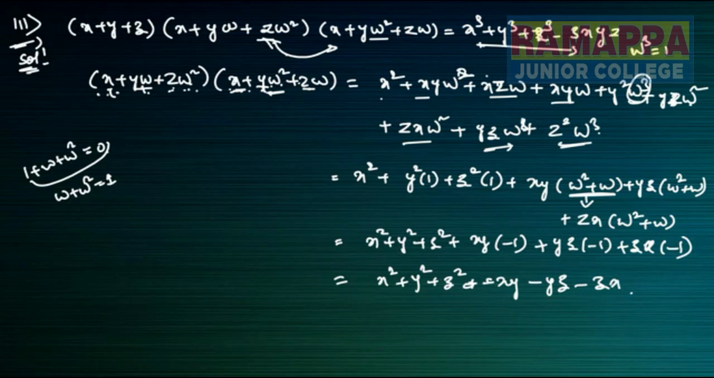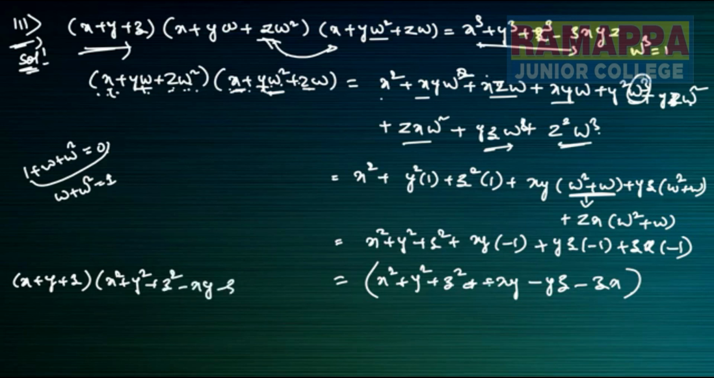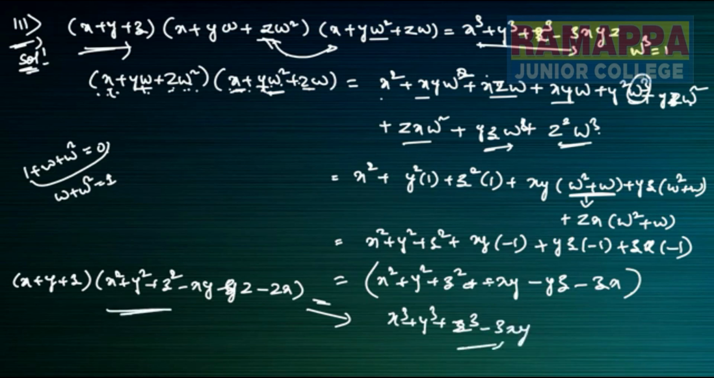So this is one thing we got here. Now this into this: (x + y + z)(x² + y² + z² minus xy minus yz minus zx) gives x³ plus y³ plus z³ minus 3xyz. So this is the answer. This is the idea, this algebraic expression, so I will write it here once.